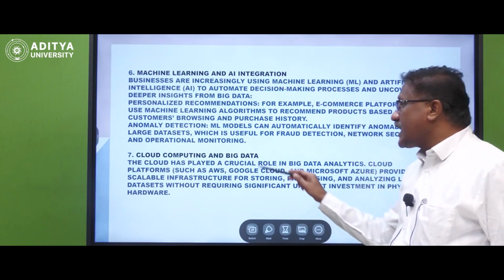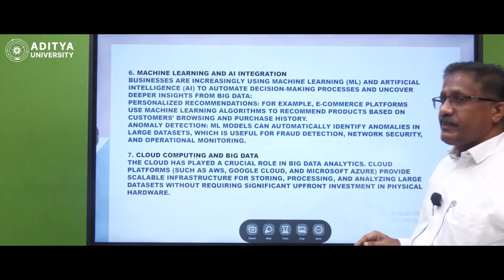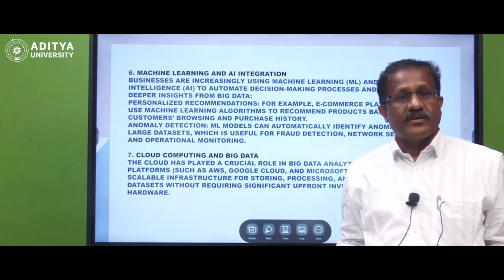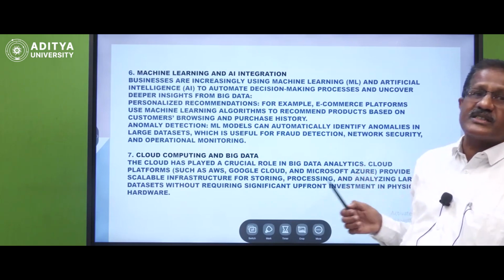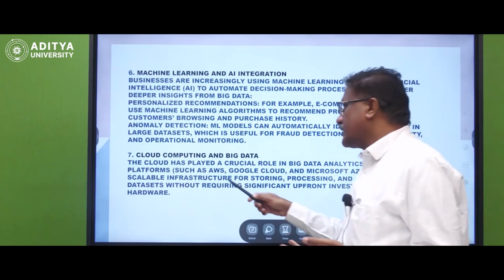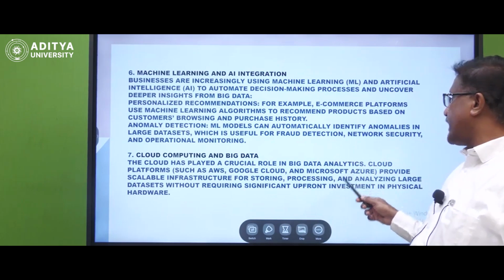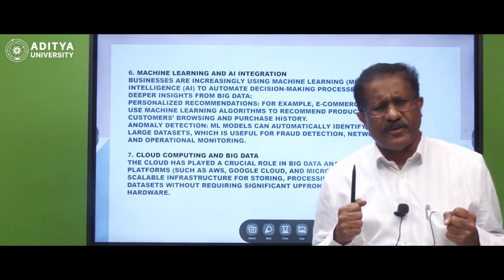And the seventh point is cloud computing and big data. What do you mean by cloud? Cloud is an environment. You can have a lot of scope for the cloud environment. Nowadays the whole world is coming under the cloud only. Okay. So the cloud has played a crucial role in big data analytics. It has played a very big role.